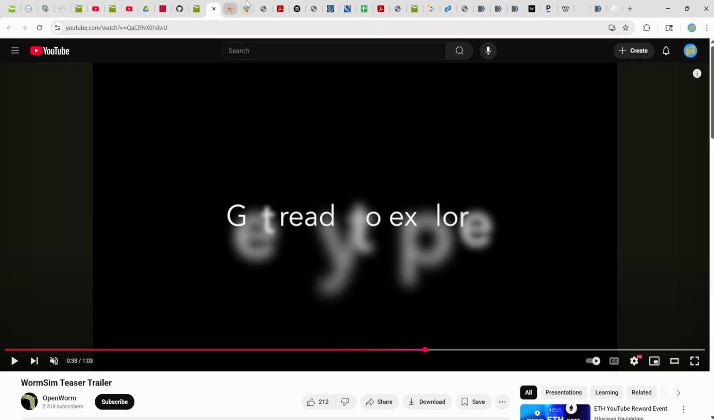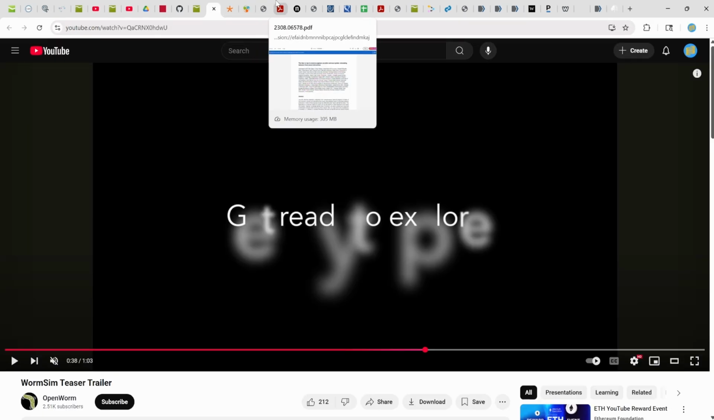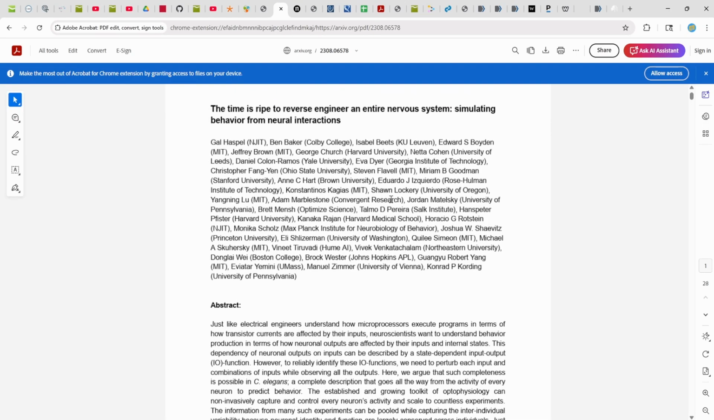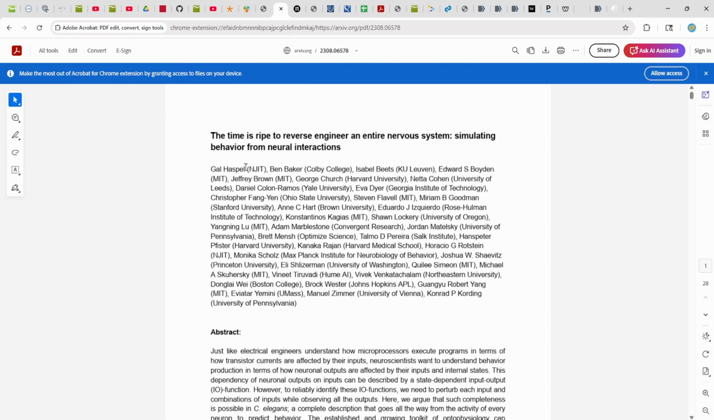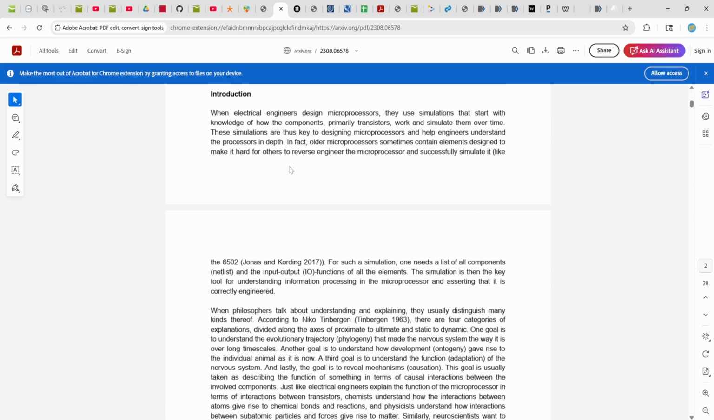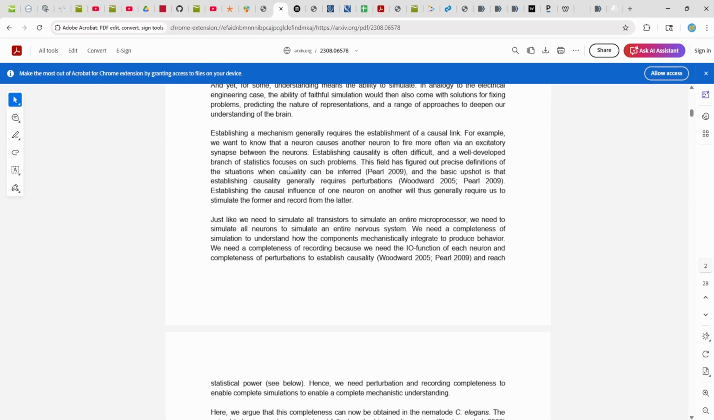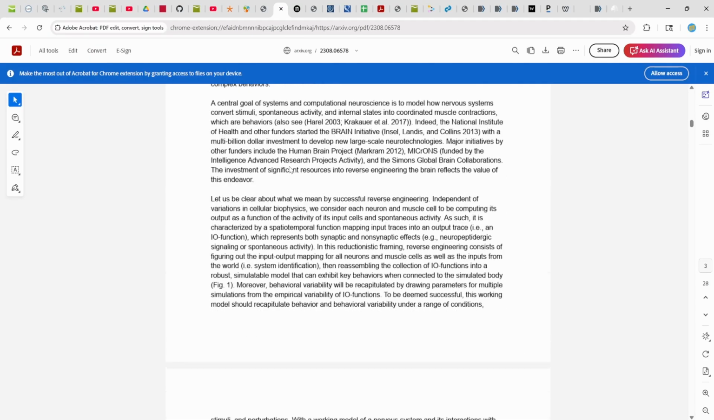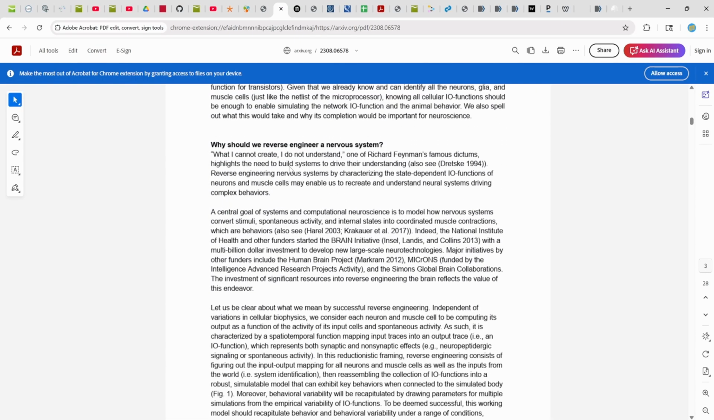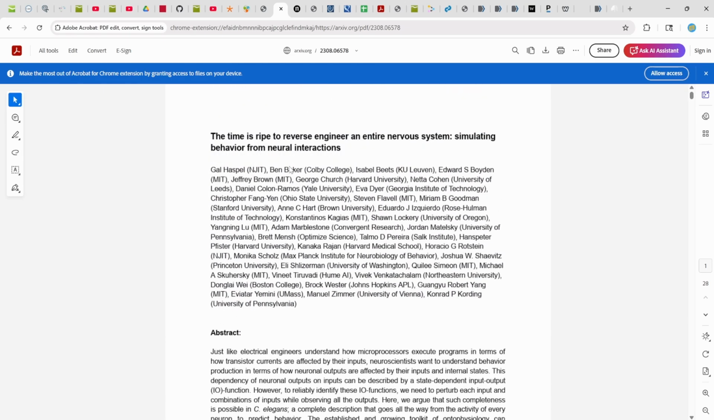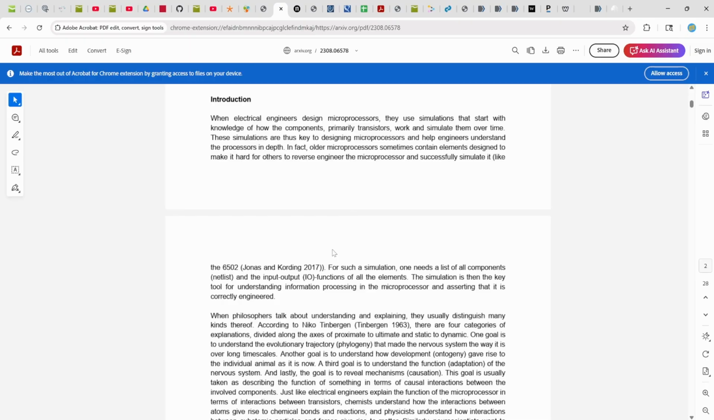But that hasn't prevented research from continuing. In 2024, a huge collection of nematode researchers released the paper, "The Time is Ripe to Reverse Engineer an Entire Nervous System." And they specifically talk about C. elegans, the nervous system of the nematode. And the reason that they are so compelled by it is that we do definitely have a huge collection of data that we can actually derive from, which I will go over soon.